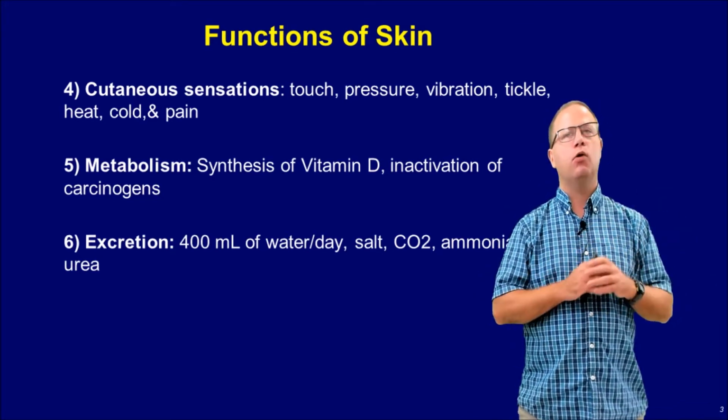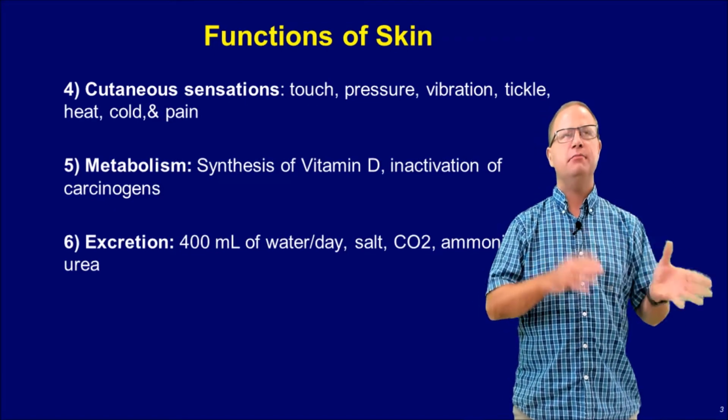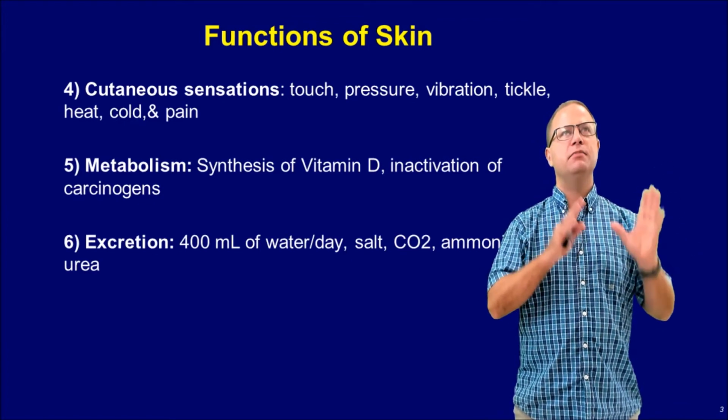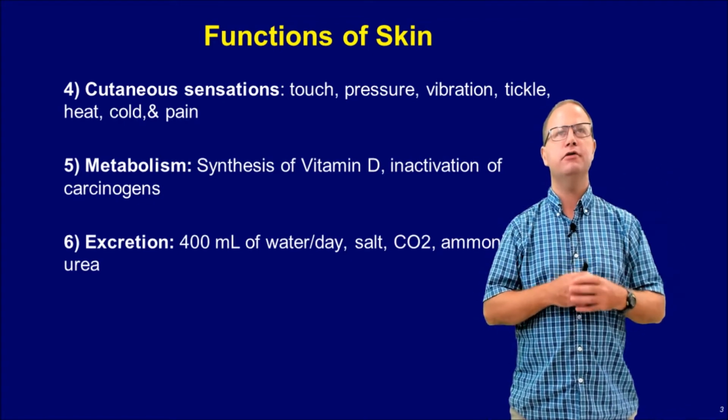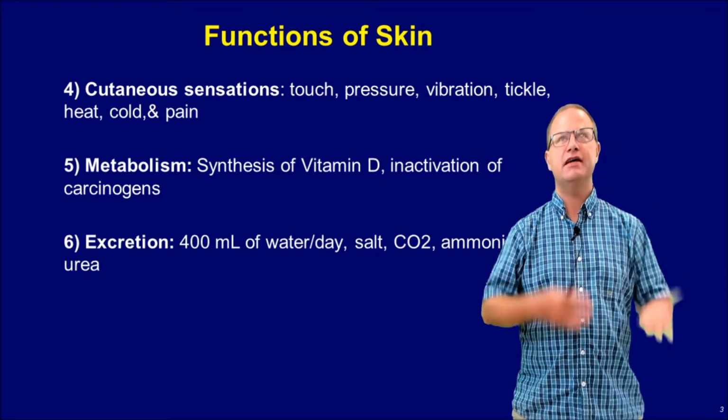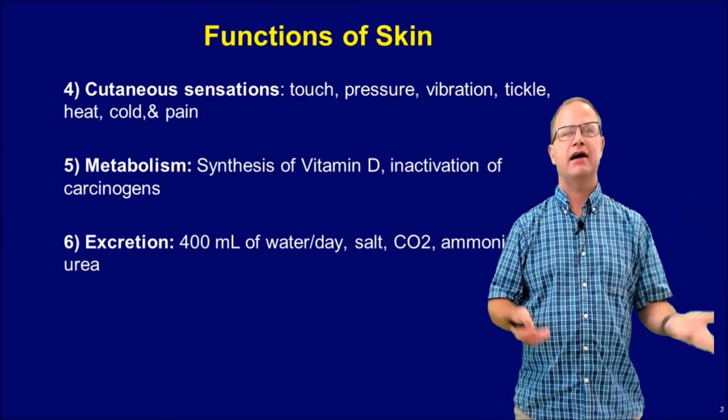It's also important for metabolism. So we said before that we have these pigment cells called melanocytes. Well, we do need a little bit of UV radiation in order to synthesize the active form of vitamin D. And so that's one of the functions of skin, is harnessing UV radiation to make vitamin D.